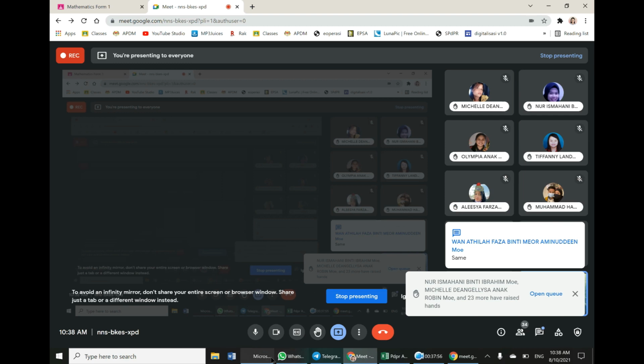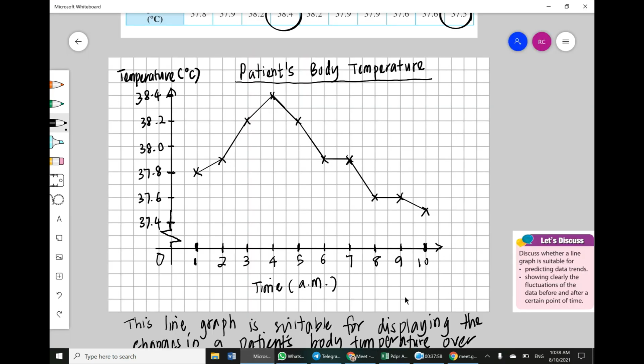So let us see whether it is suitable to predicting data trends or not. Okay, now for example, this is a body temperature of a patient. For example, right now, I'm going to predict at 11 hour. Can you predict at the 11 a.m. over here? What is his temperature of this patient? Can you predict? Can or not? We can predict, right? Do you know how to predict?